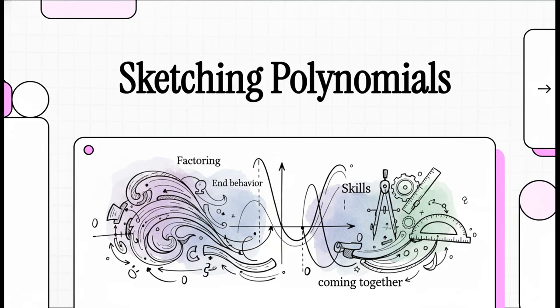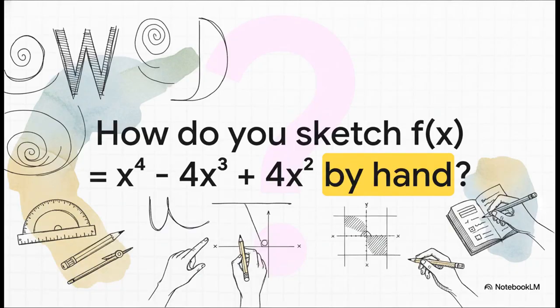All right, today we're tackling what's basically the capstone of intermediate algebra: sketching polynomials completely by hand. This is where all those skills you've been working on, like factoring and finding zeros, finally click together into one really powerful process. So let's just dive right in. Take a look at this function. Without a calculator, how would you even begin to visualize what this thing looks like?